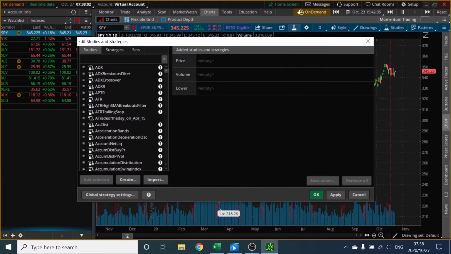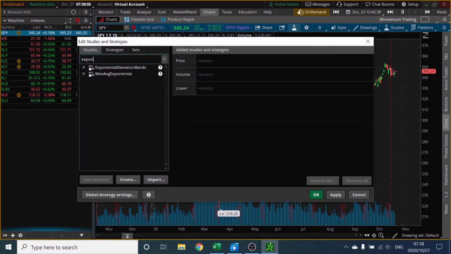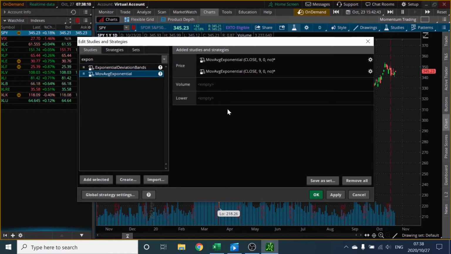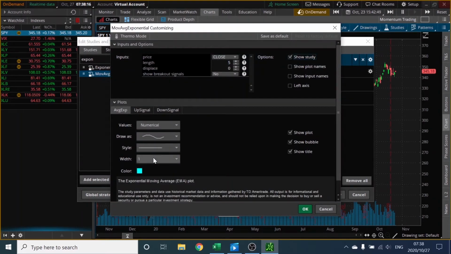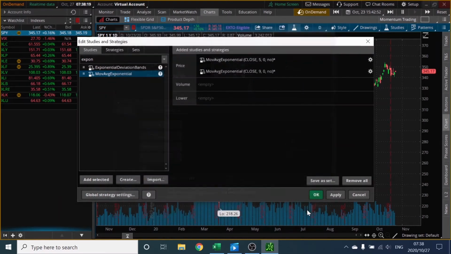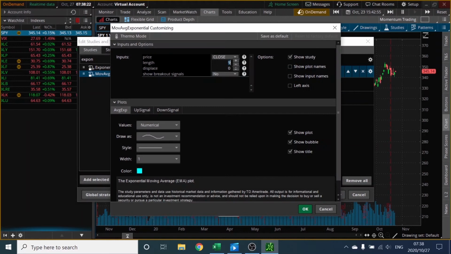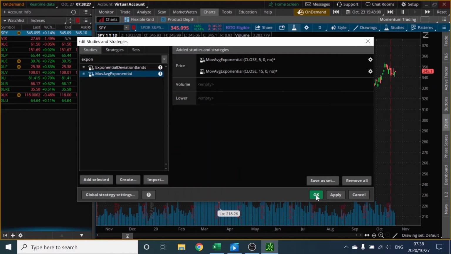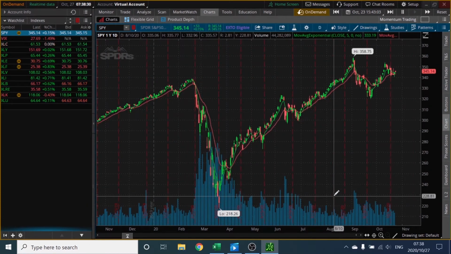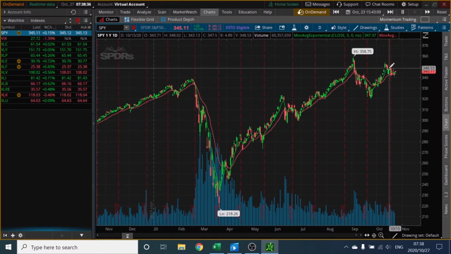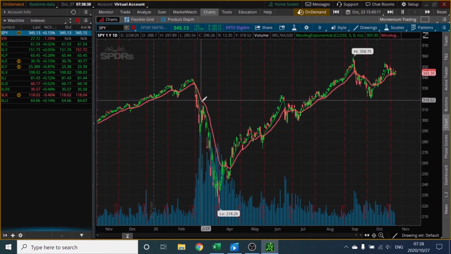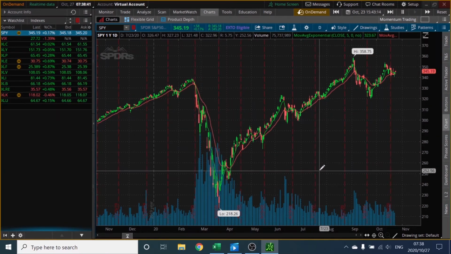Click on the beaker icon and under Studies, search for the word exponential. Add 2 of these by double-clicking on the indicator. Click on one of the cog icons and change the length to 5 and make sure the color is green. Then click OK. Click on the next cog icon and change the length to 15 and select the color as red and then click OK and OK. If the 5 EMA is above the 15 EMA, then the short-term trend is bullish, and if the 5 EMA is below the 15 EMA, then the short-term trend is bearish.